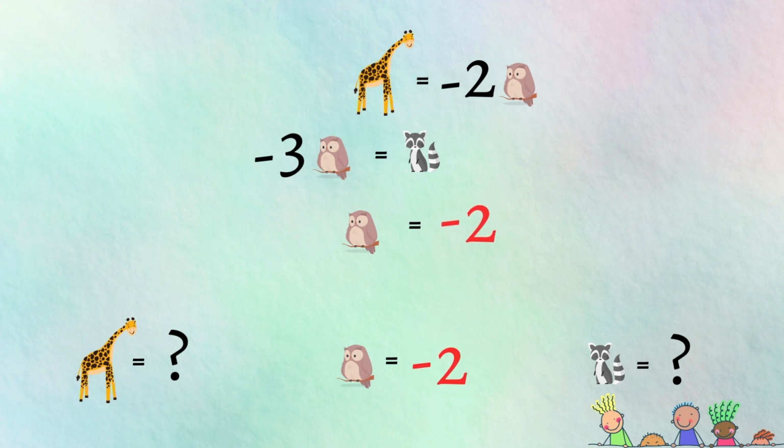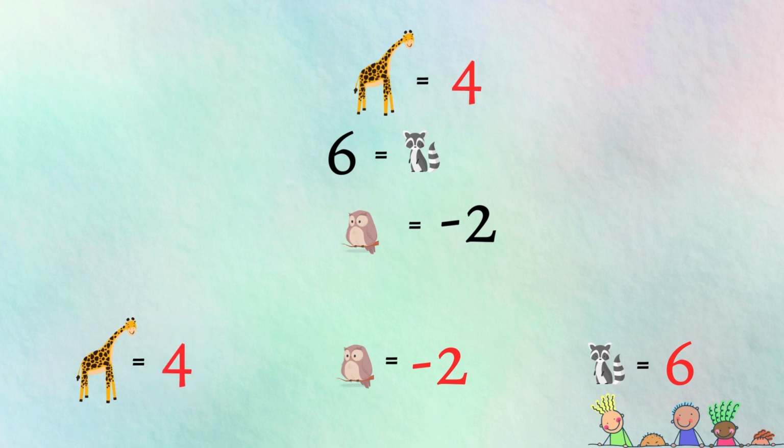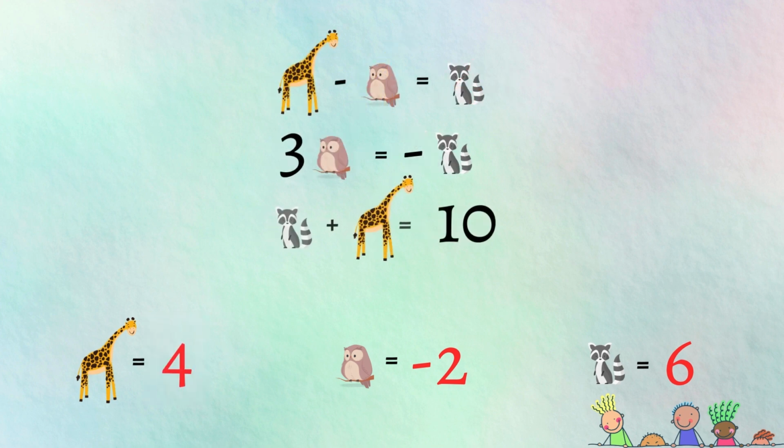That was the toughest part. It's pretty much downhill from here. Since the owl is -2, the raccoon must be 6, because -3 times -2 is 6. And the giraffe must be 4, since -2 times -2 is 4. Here are the original equations so you can double-check our answers. Does everything check out? Yeah!